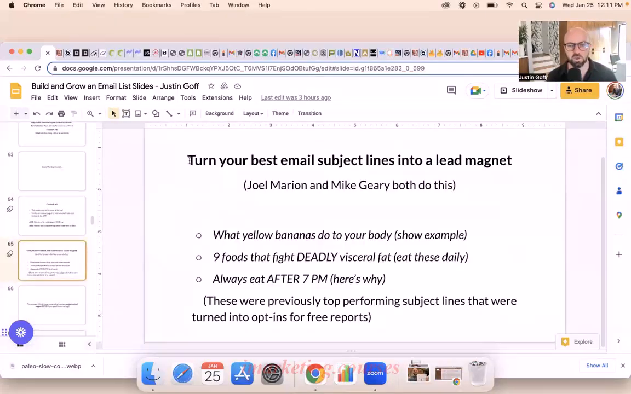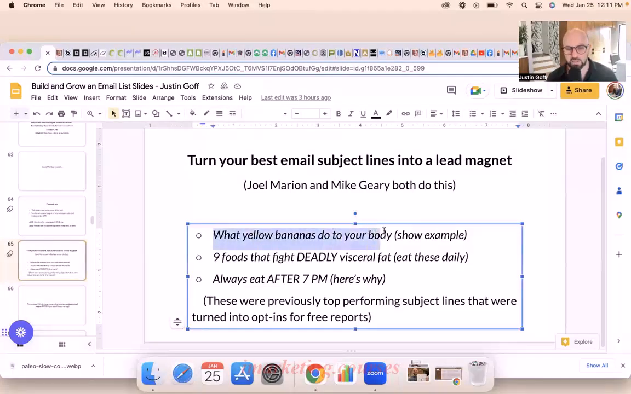Last one is, this is what Joel Marion and Mike Geary do, which is reverse engineering what is working to their email list. So if you have an email list, you can do this. Basically turn your best email subject lines into a lead magnet. So what yellow bananas do to your body. This is one that Joel ran for a long, long time.